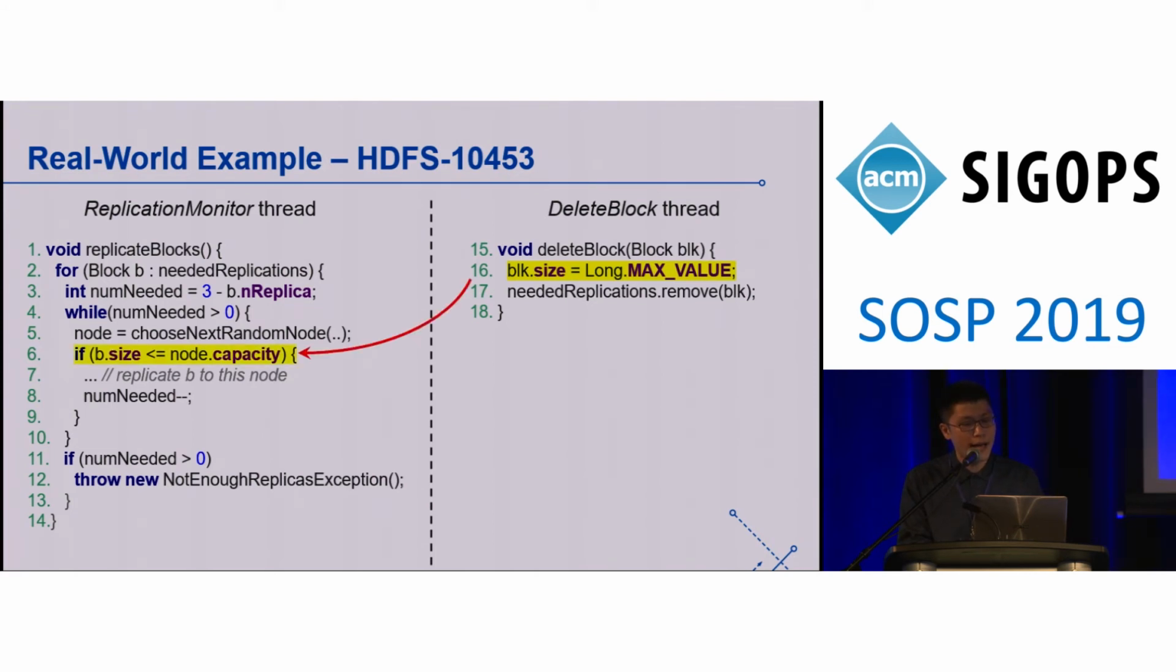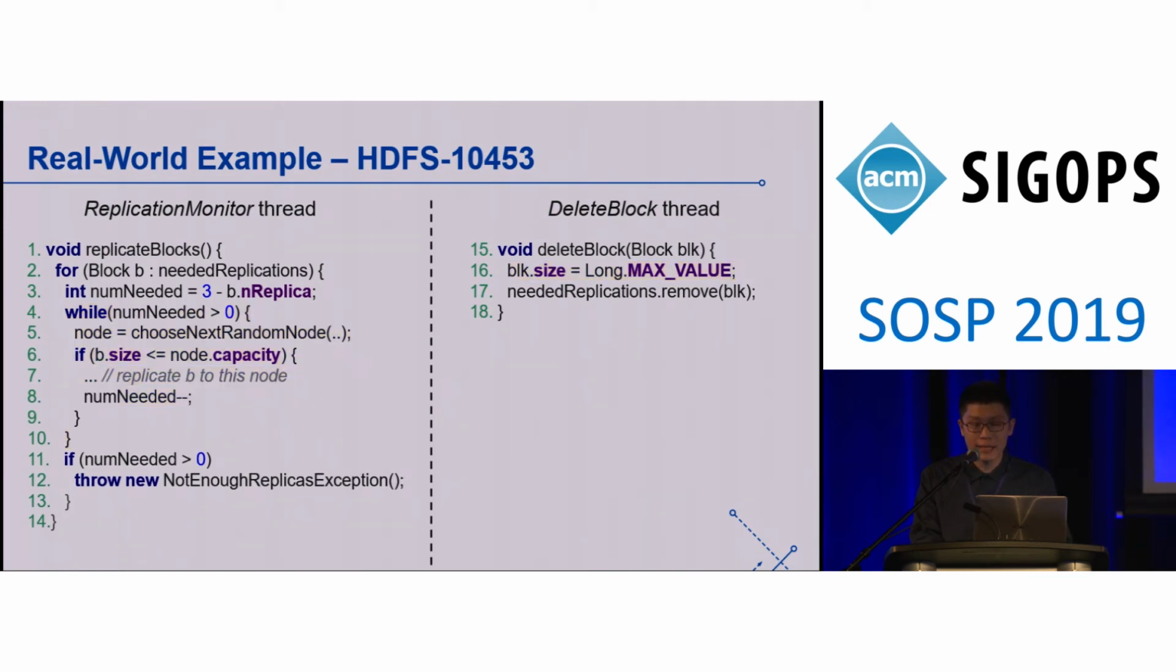If a user attempts to delete a block that happened to be in the needed replication queue, we can have a data race between line 16 and line 6 if line 16 occurs before line 6. Then the check on line 6 will always fail on all nodes, leading to an exception being thrown. On a large cluster, enumerating all nodes in the inner loop at line 4 can take a really long time. And in the meantime, the needed replication queue keeps growing, causing the master to freeze.